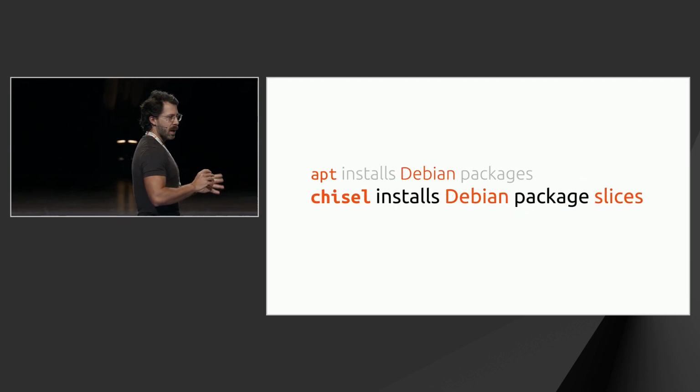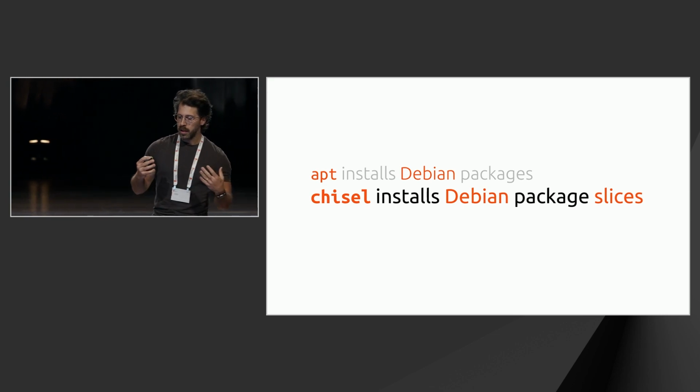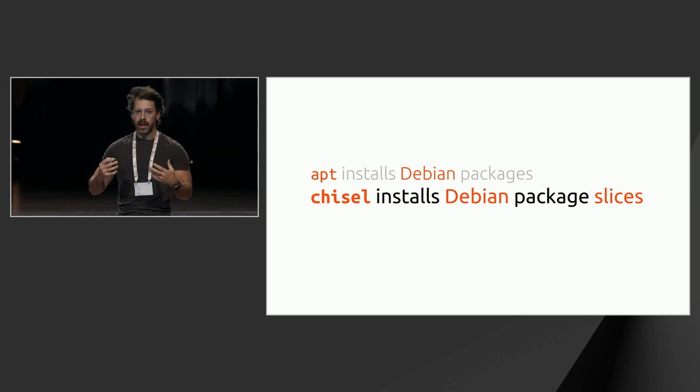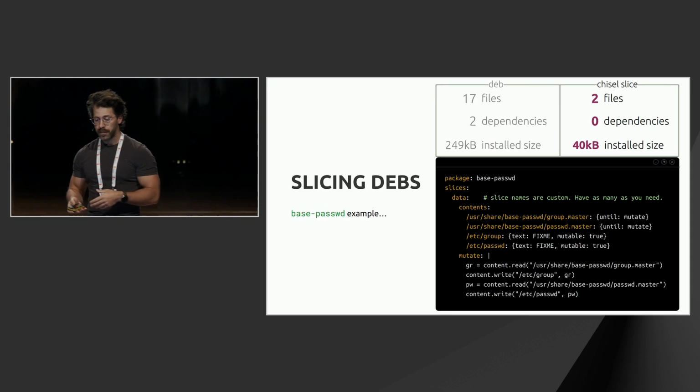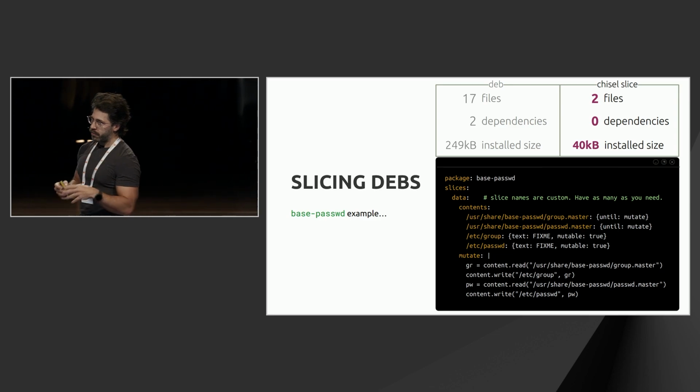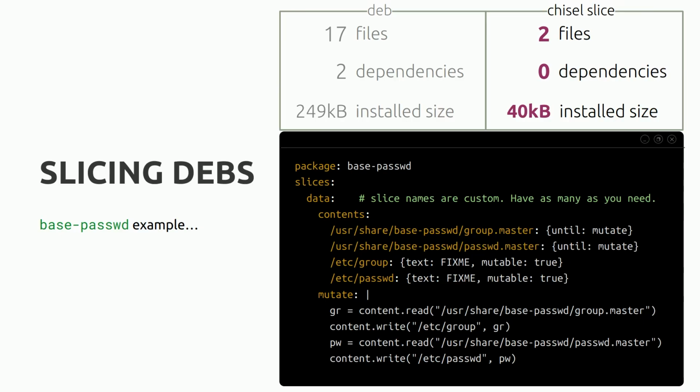So if you want a quick analogy, just look at Chisel as being something that installs Debian package slices. apt installs Debian packages, Chisel installs slices of that. So I have a very, very simple example here. It's just to illustrate that, let's say that you want to have users in your system, right?